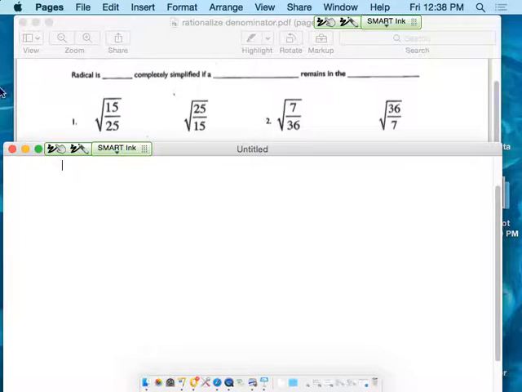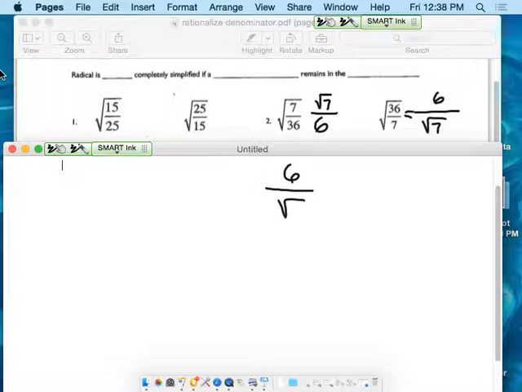Okay, let's go back. Let's look at number 2, the next 2 examples. So here I've got radical 7, and my denominator just happens to be a perfect square. So if I rewrite it like that, I'm cleared. I'm done. The next one, the perfect square is in the numerator. So here I'm going to have 6 over radical 7. So the way that I would manipulate that, I would multiply by radical 7 over itself. And then I would have 6 radical 7, and then my denominator would be the rational number 7.